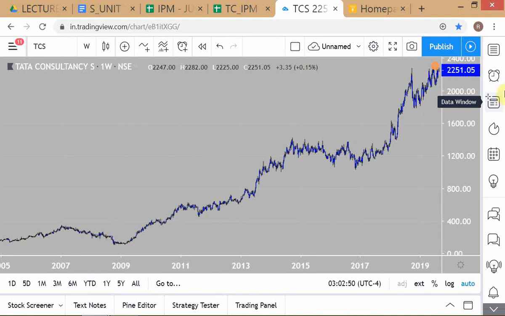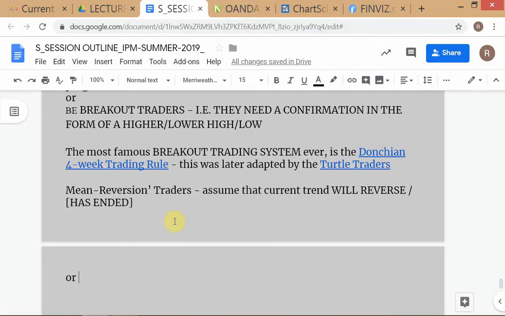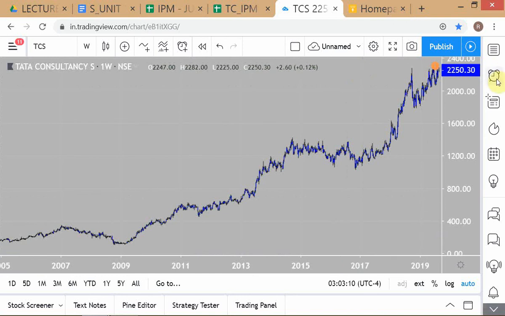But the mean reversion trader is the opposite. He looks at any long-term trend, or even a short-term trend, and he always assumes that the current trend will reverse. So that's why I'm writing your definition: current trend will reverse. Slightly weaker statement than saying has ended. If you are a very strong mean reversion trader, you have a strong view. The main point about a mean reversion trader is that they suspect the current trend. They are skeptical about the current trend, unlike the momentum trader who is very happy to jump onto the current trend. He just assumes that the current trend is going to continue.